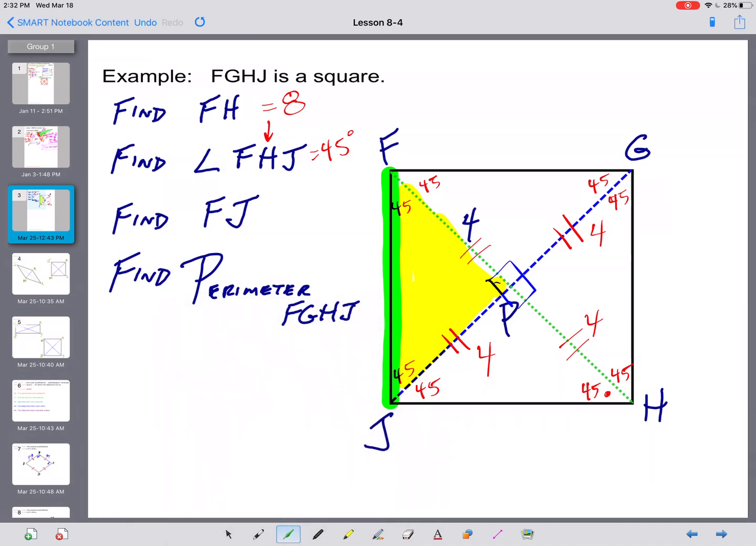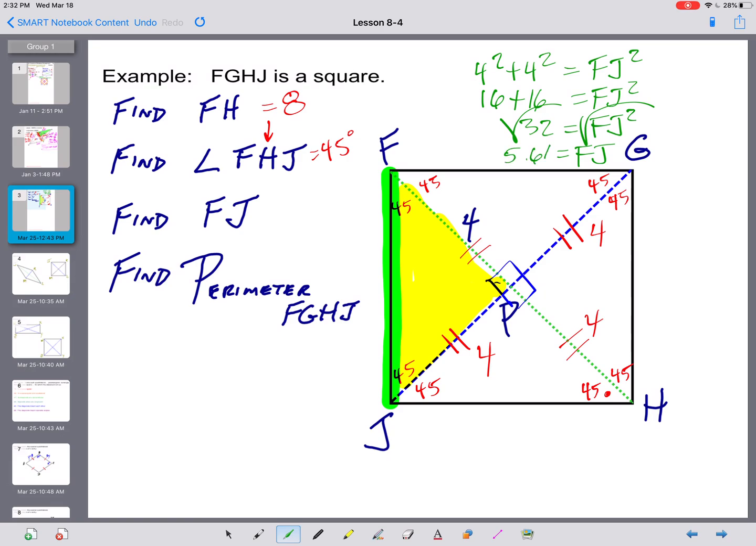4 squared plus 4 squared equals FJ squared. 16 plus 16 equals FJ squared. 32 equals FJ squared. Take the root. Side FJ is the square root of 32. Boom, that's going to be 5.66.